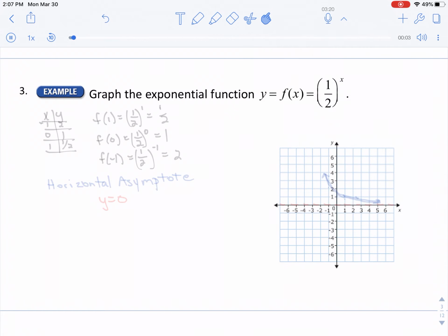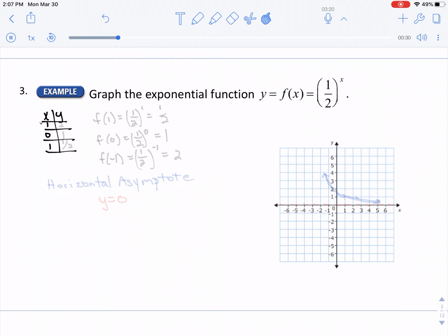This is section 5.2, example number 3. So we want to graph the exponential function f of x equals 1/2 raised to the x power. To graph this equation, we're going to make a t-table, and in that t-table we want to put 3 values. We want to let x be 0, and then go down 1, so -1, and up 1, which is +1.